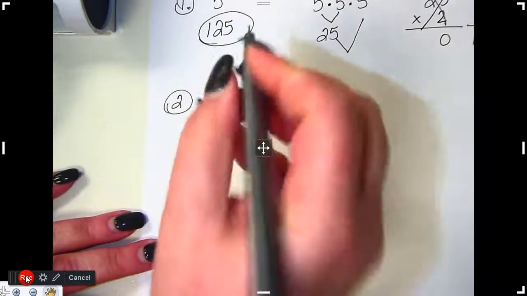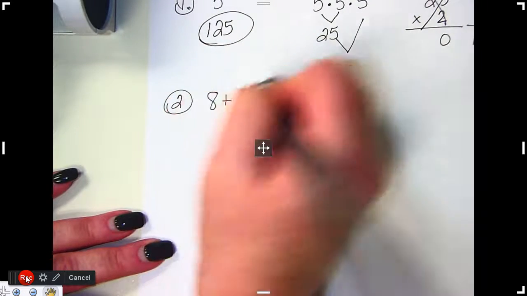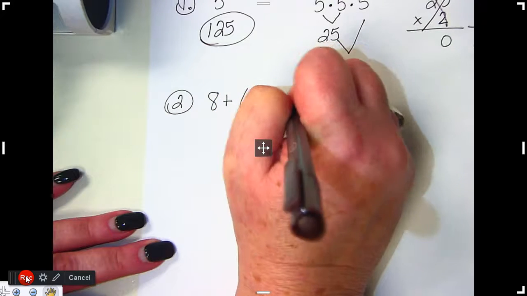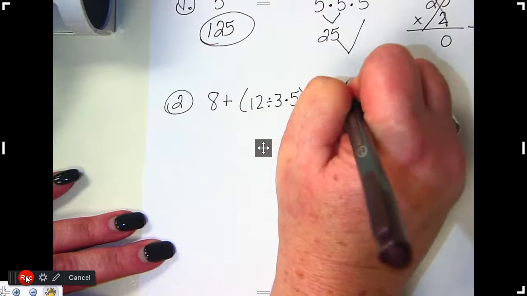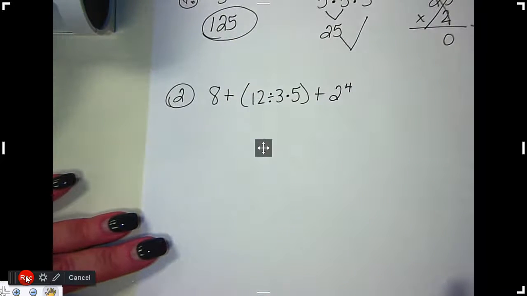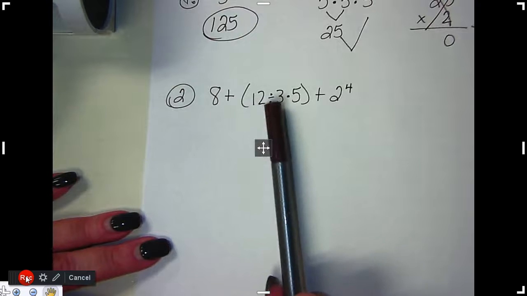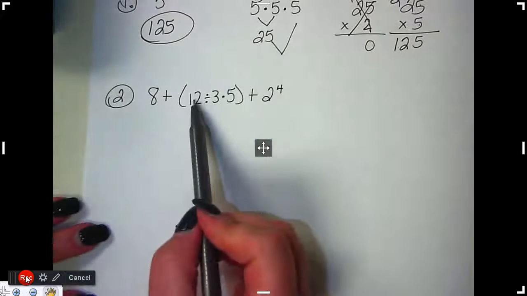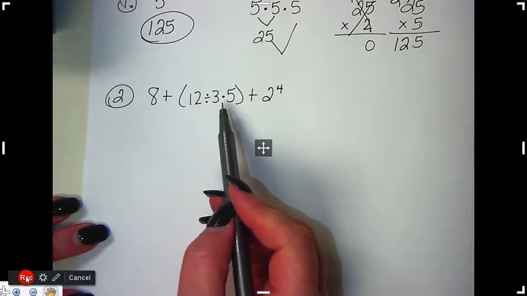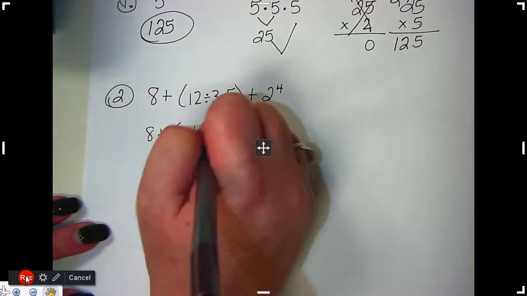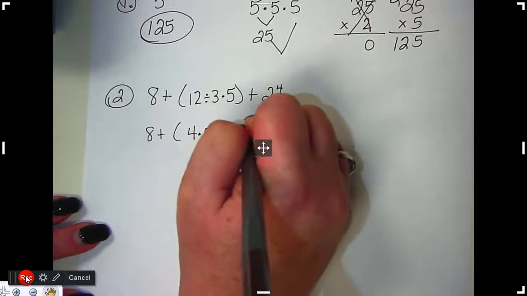All right, number 2. We still seem to be struggling a little bit with these order of operations. 8 plus (12 divided by 3 times 5) plus 2 to the 4th power. So where do we start? We start with parentheses. We have both division and multiplication, so we need to work left to right. 12 divided by 3 is 4. And 4 times 5 plus 2 to the 4th power. Now what?